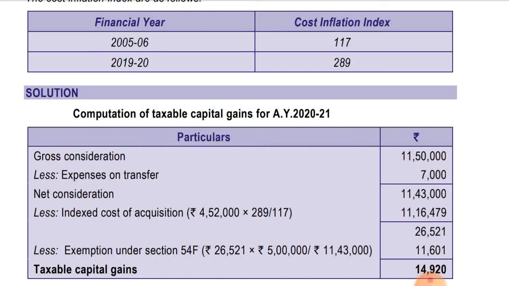For claiming exemption under section 54F, if we sell any capital asset other than a residential house property, and we acquire a residential house property, then exemption under section 54F is available. But the exemption is available only up to the cost of the new asset into capital gain divided by net consideration. Okay, so let's see the solution.